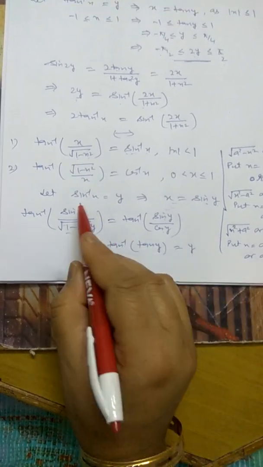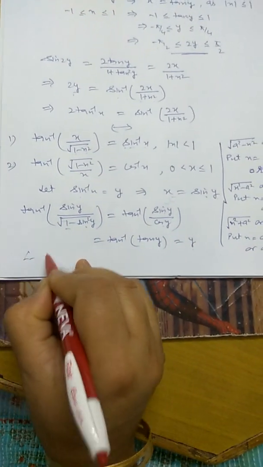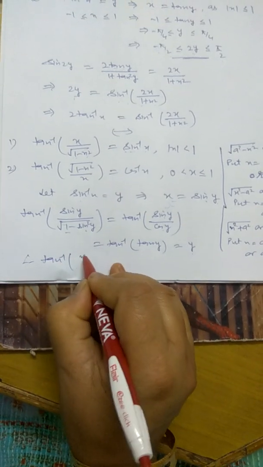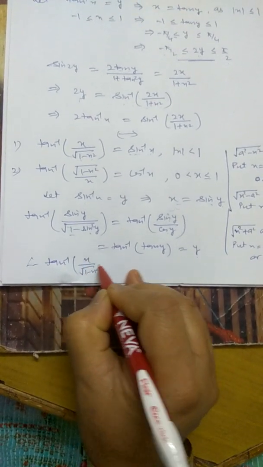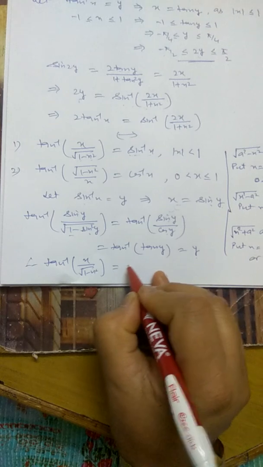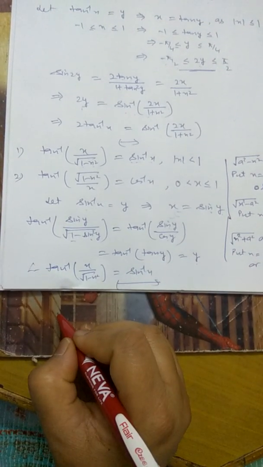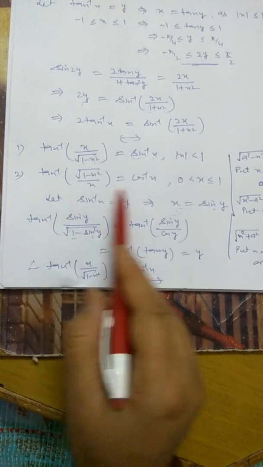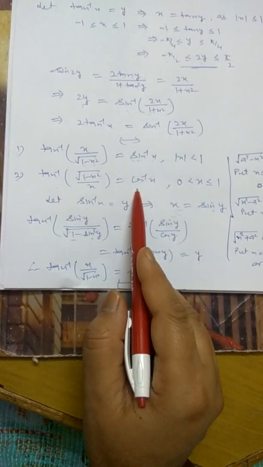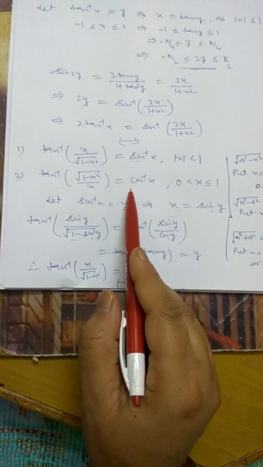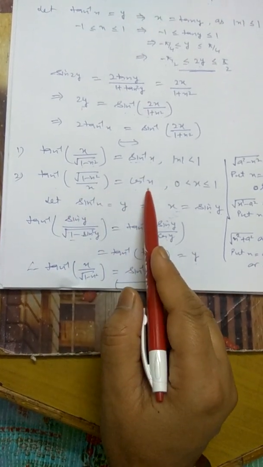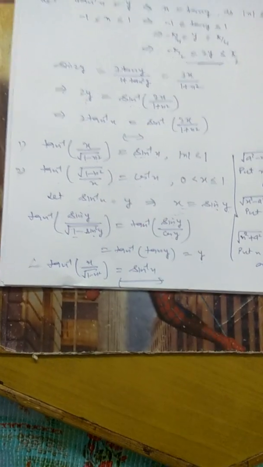And what is y? Y is sin inverse x, and therefore tangent inverse of x upon root of (1 minus x square) is equal to sin inverse x. Is it clear? And similarly, we can prove this by substituting x is equal to cos theta. Is it clear?